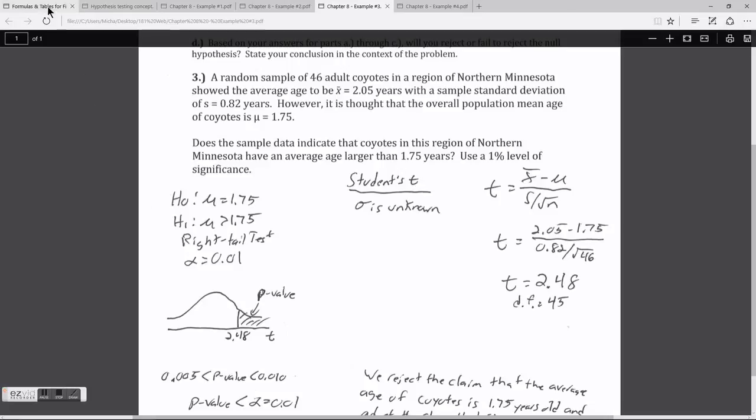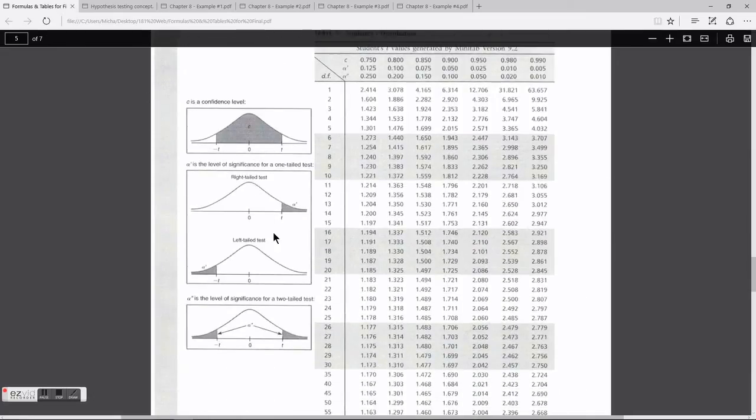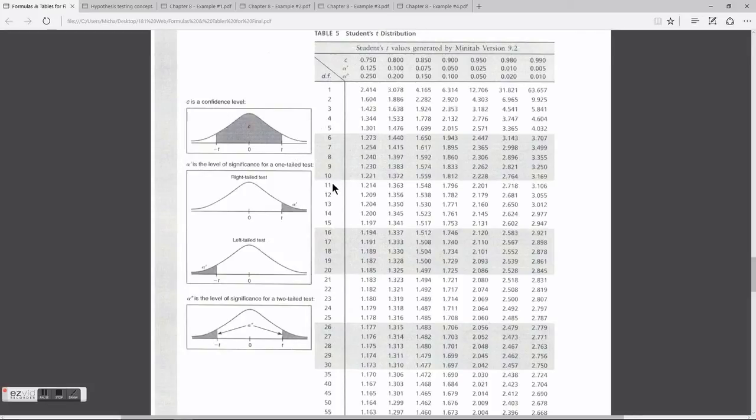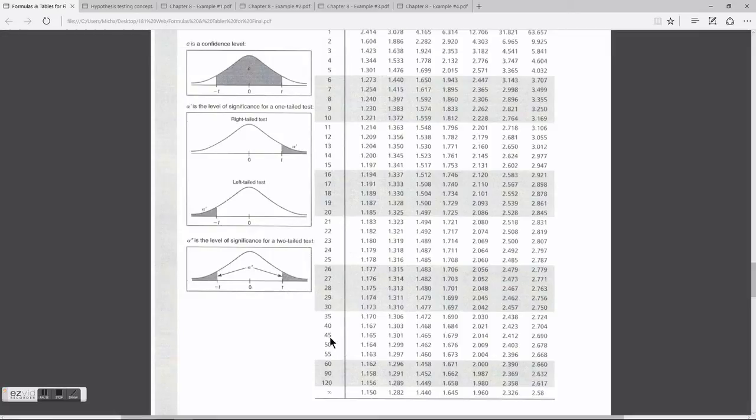What I need to do is go to my student's t-table, and the first thing I'm going to do is go down the left column to the degrees of freedom that I'm using. This is basically like selecting the shape of the student's t-curve that I want to use. So I'm going to go all the way down to degrees of freedom 45. And again, this t-table lists values for t. It does not list areas in the main section of the table. So what I actually want to do is scan this row and look for the t-value that I calculated.